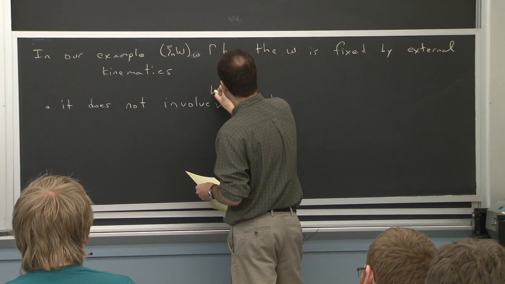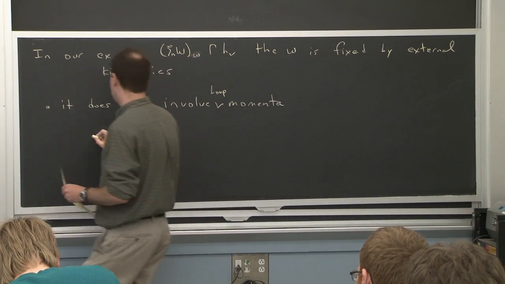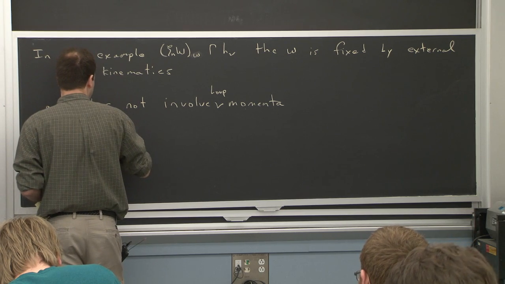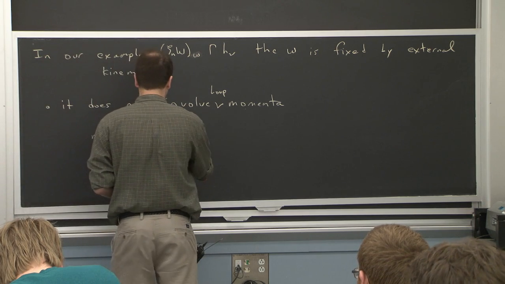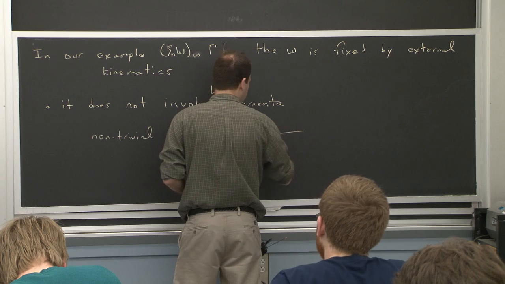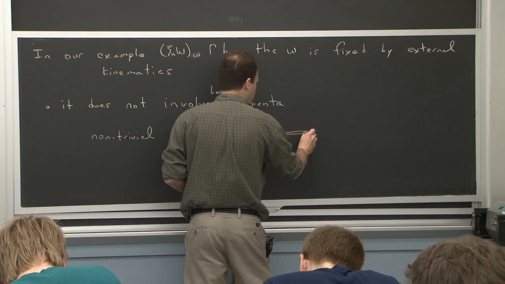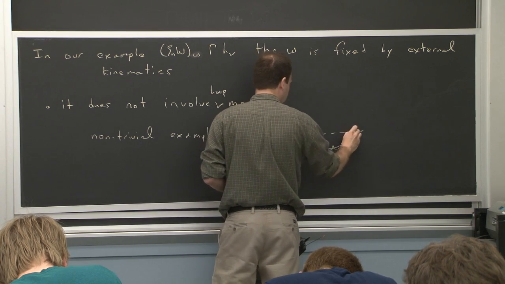So it does not involve loop momenta. So in all the diagrams we considered, that's trivial except for one non-trivial example. And that non-trivial example is the example where we had a collinear vertex type diagram like this.